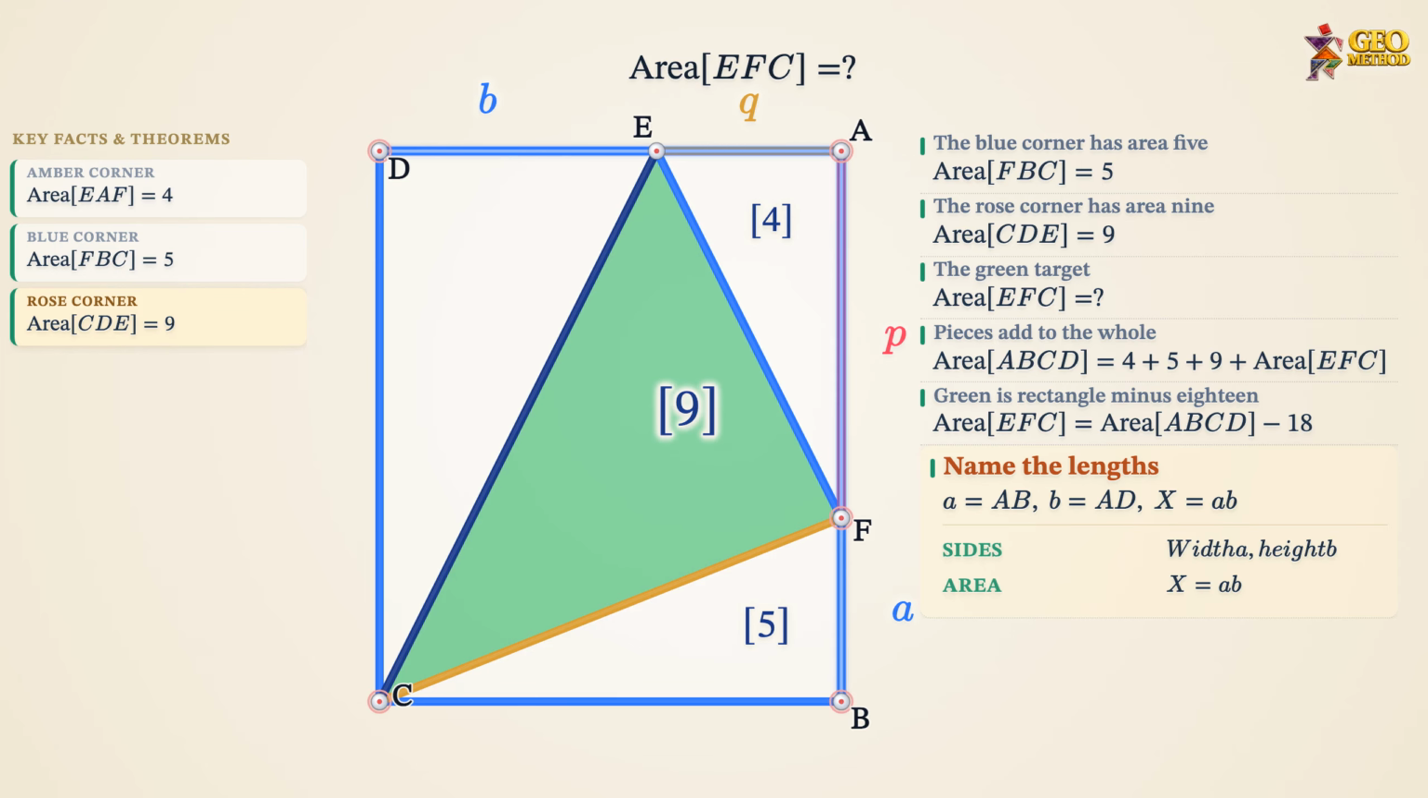Give the rectangle width A down the right side and height B along the top, so its area is A times B. Call that unknown area X. Finding X is now the whole game.